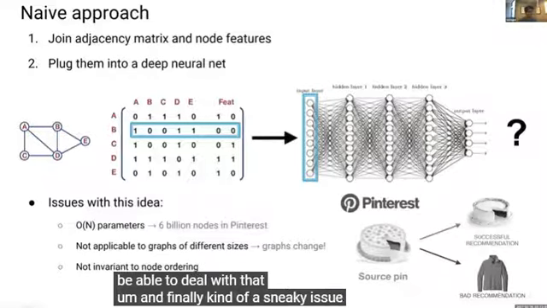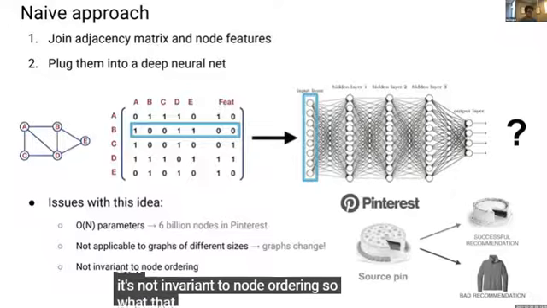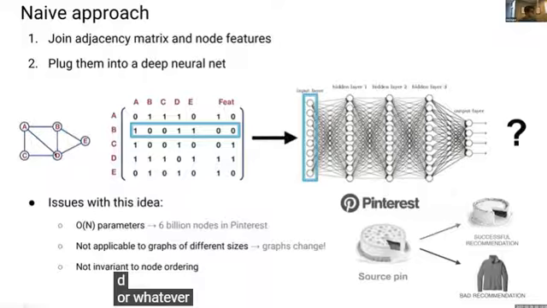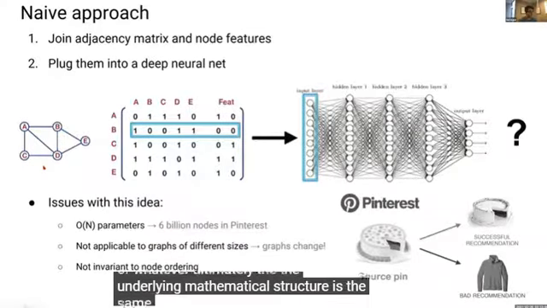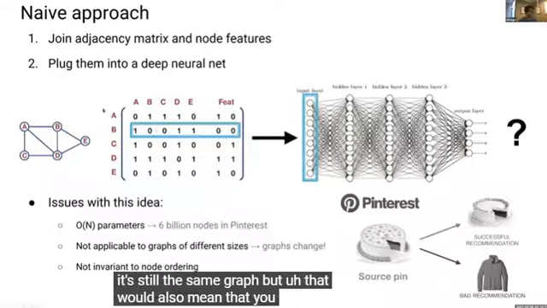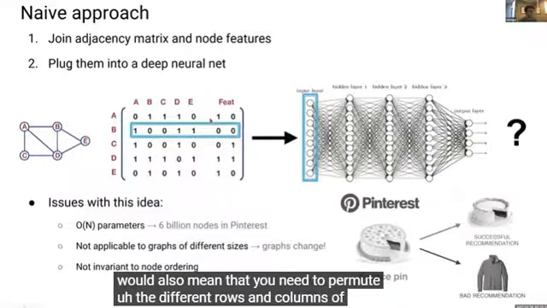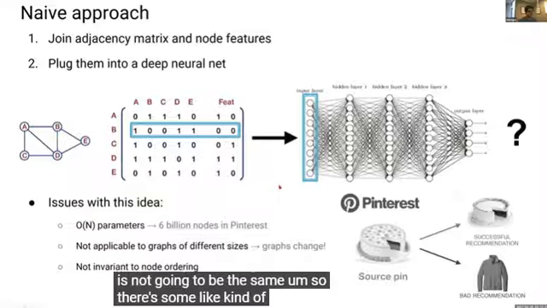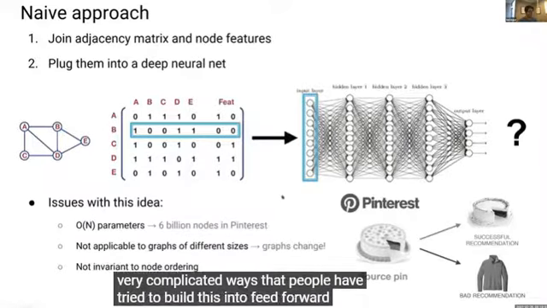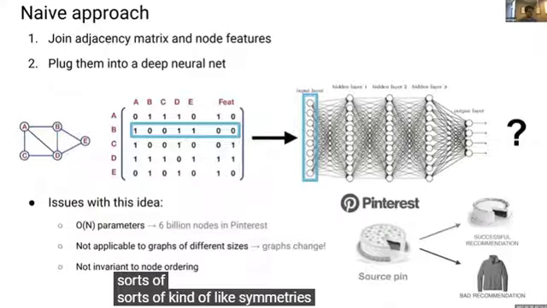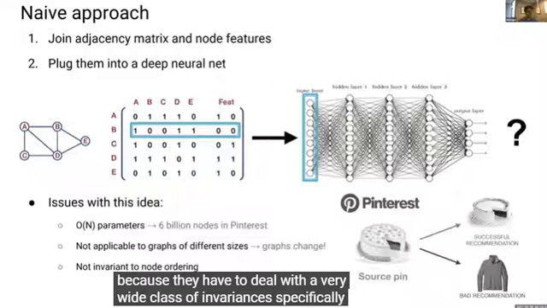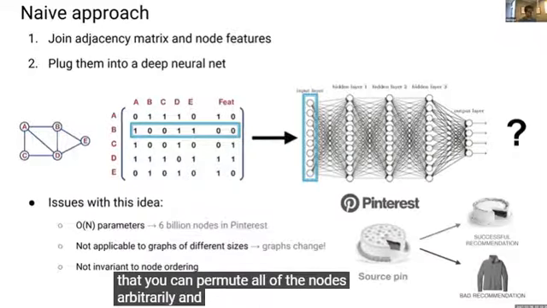And finally, a sneaky issue is that it's not invariant to node ordering. What that basically means is that if you swap around the labels, so you literally just take A and replace it with D or whatever, ultimately the underlying mathematical structure is the same. It's still the same graph, but that would also mean that you need to permute the different rows and columns of this adjacency matrix, and then the prediction you would get is not going to be the same. There are some very complicated ways that people have tried to build this into feed-forward networks to encode different sorts of symmetries in the data. But we're going to explore one elegant way to deal with this in the context of graphs, because they have to deal with a very wide class of invariances, specifically that you can permute all of the nodes arbitrarily and you'll get the same prediction.